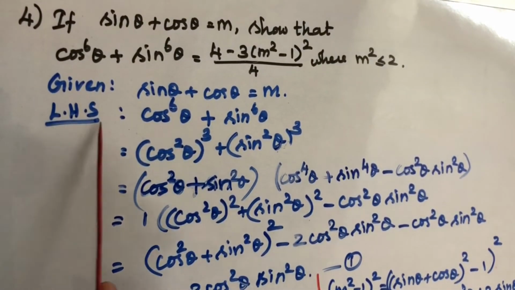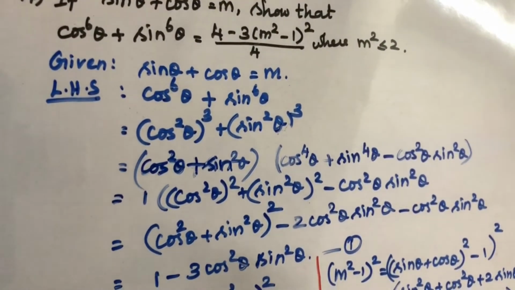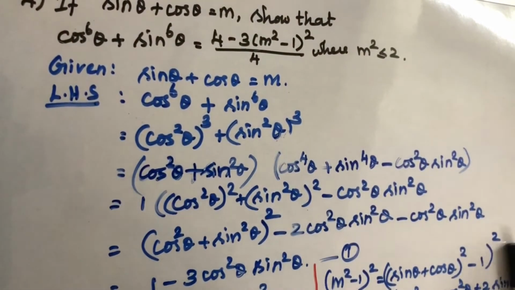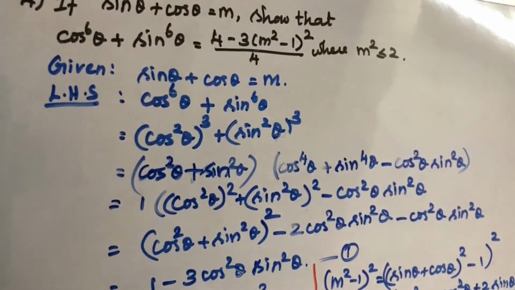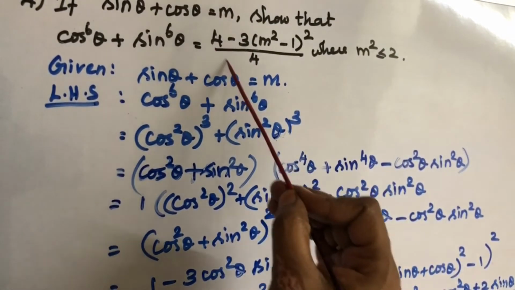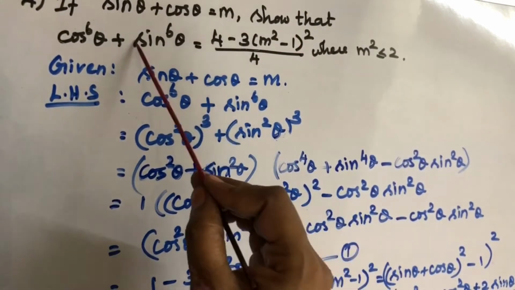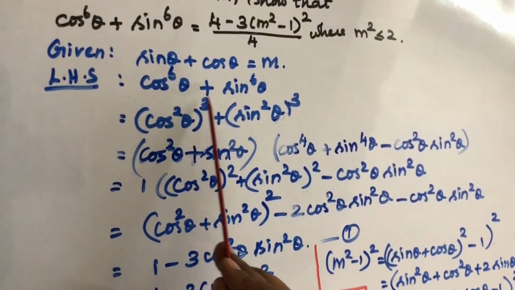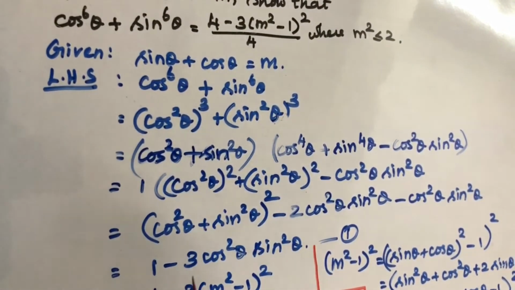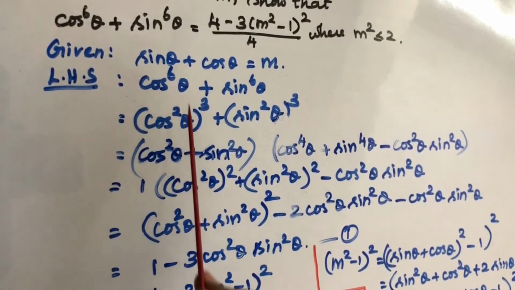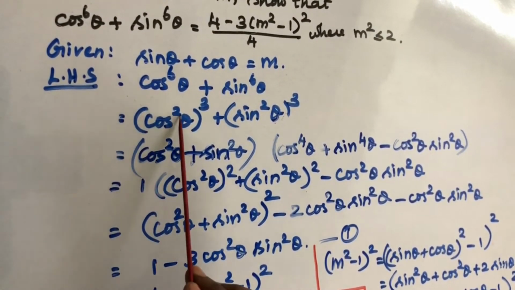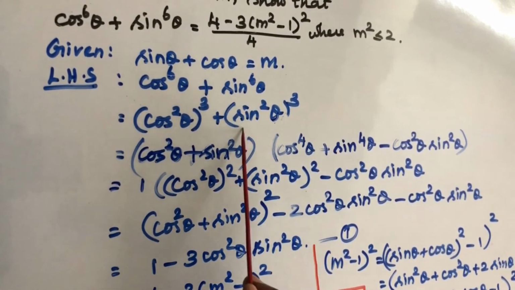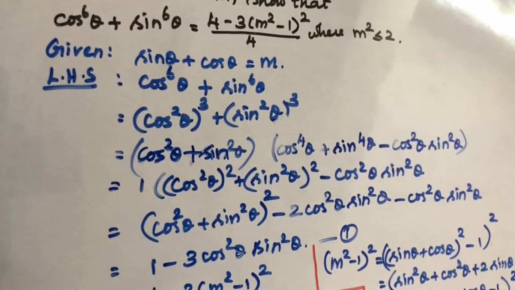Left hand side: first we will take the left hand side and derive it as an expression, and then we will take the right hand side and derive it as another expression and check whether both are equal. So LHS: cos to the power 6 theta plus sin to the power 6 theta. I write cos to the power 6 theta as cos square theta the whole cube, and sin to the power 6 theta as sin square theta the whole cube.